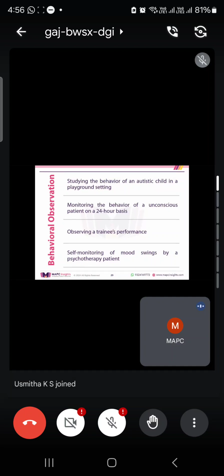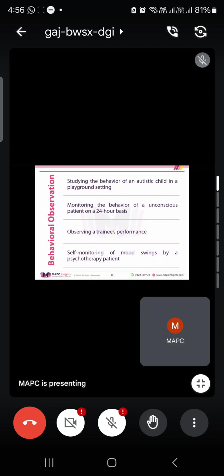We have, for example, the behavior of an autistic child in a playground setting. Clinical psychologists go and observe how the autistic child is behaving in the playground. One can do that study by natural observation. Monitoring the behavior of an unconscious patient on a 24-hour basis, patients who are unconscious or in a coma. We do the 24-hour observation to check if any sign is given by the patient or not.